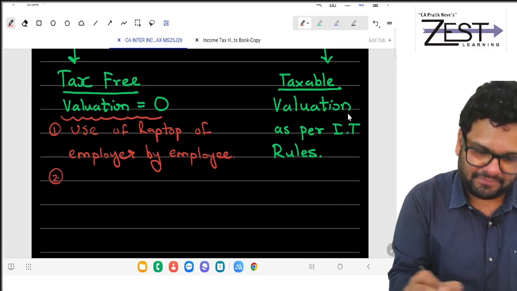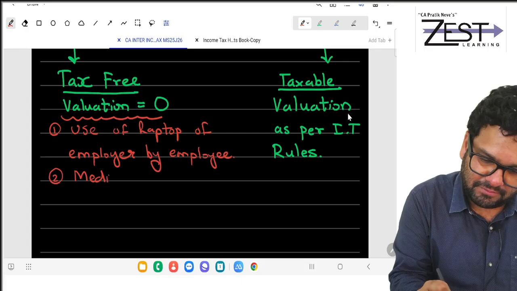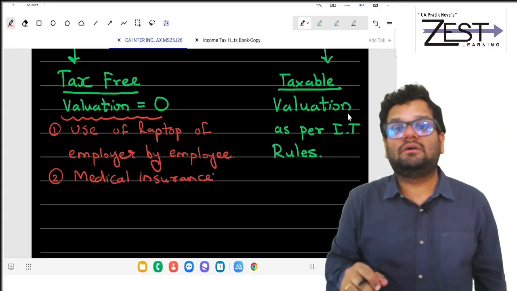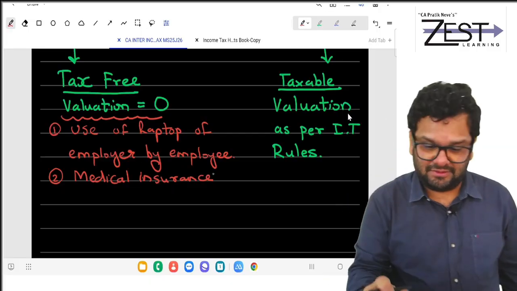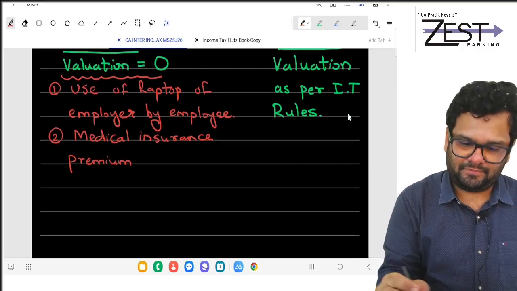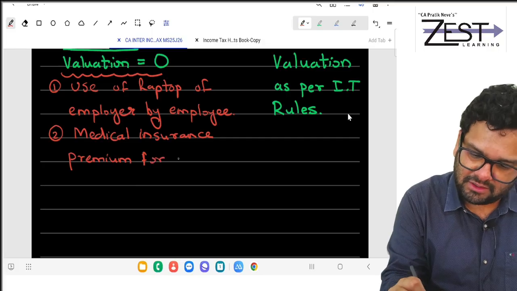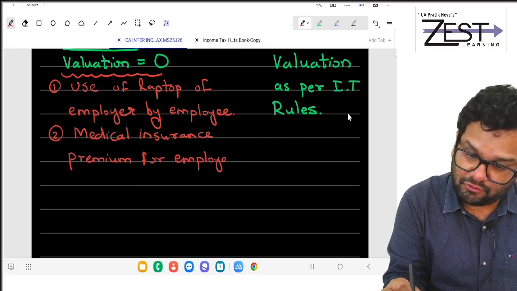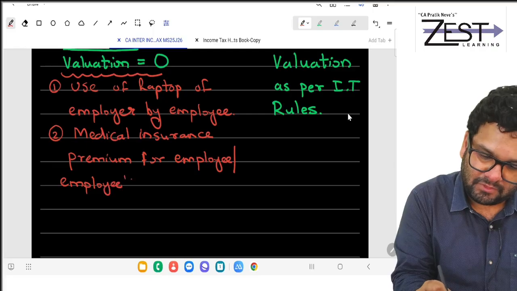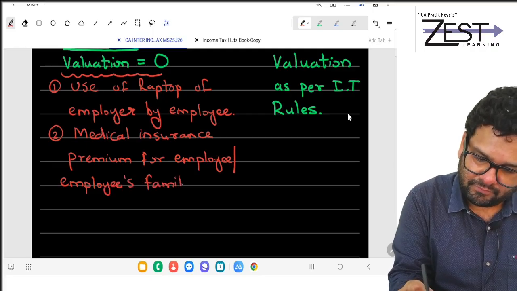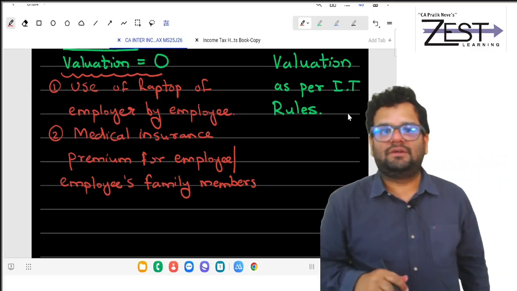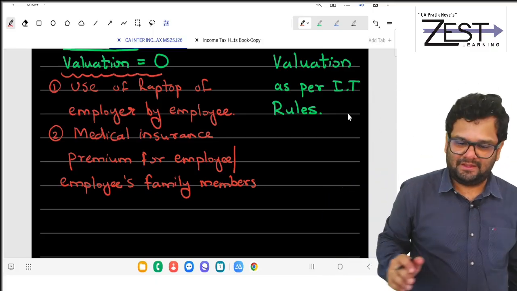Second, medical insurance premium. Medical, not life. Medical insurance premium for employee or employee's family members. Family members means spouse, parents, dependent brothers, sisters.